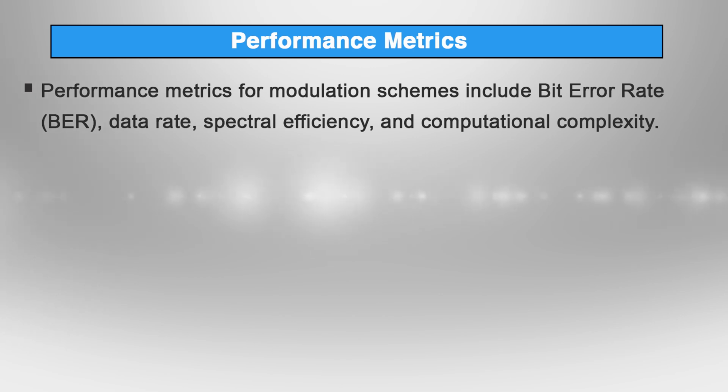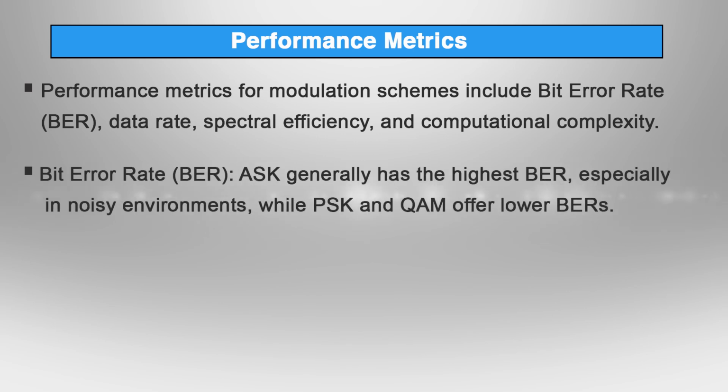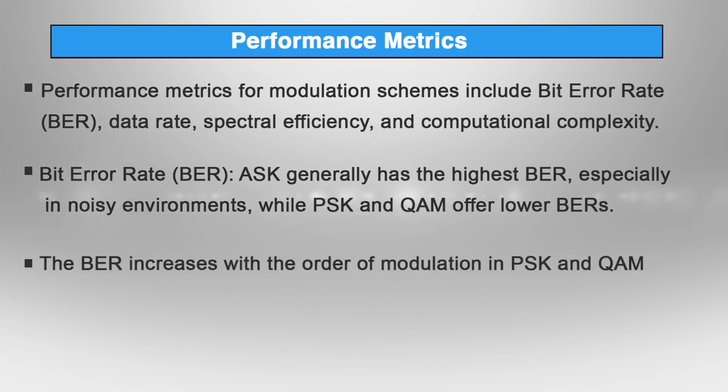Performance metrics such as bit error rate, signal to noise ratio and spectral efficiency provide insights into the effectiveness of the modulation technique. First, bit error rate. ASK typically has a higher bit error rate in noisy environments due to its sensitivity to amplitude variance. BER, that is bit error rate, increases significantly as noise levels rise.